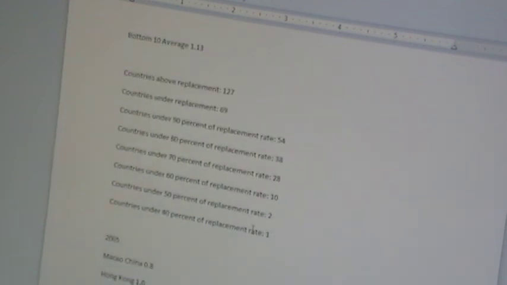Here, Macau, China, 0.8, Hong Kong, 0.9, Belarus. Again, all these countries are Eastern European or they're Asian. There's not a single Western European country on the list. The bottom average goes to 1.13. Countries above replacement, 127, under 69.